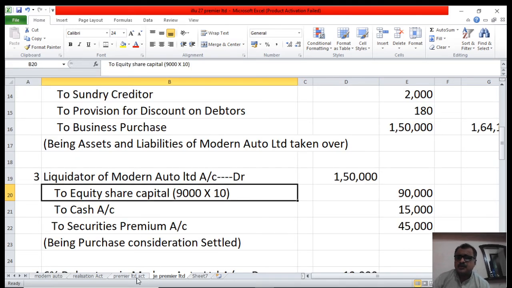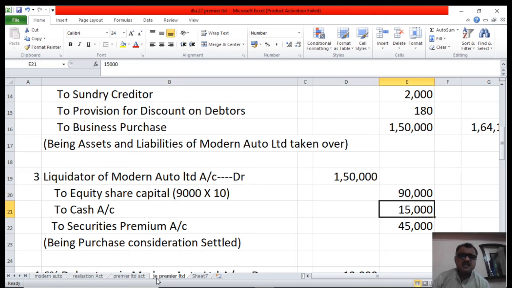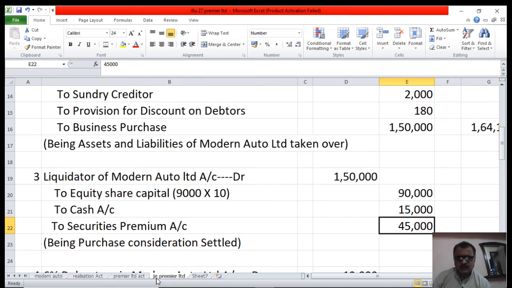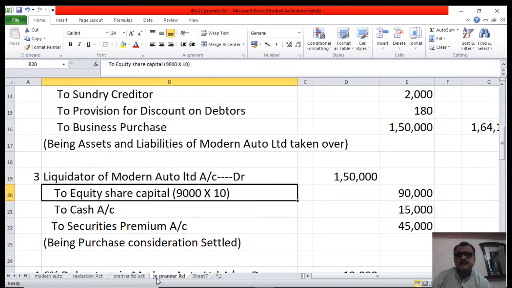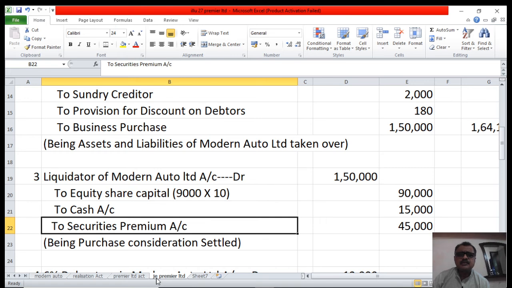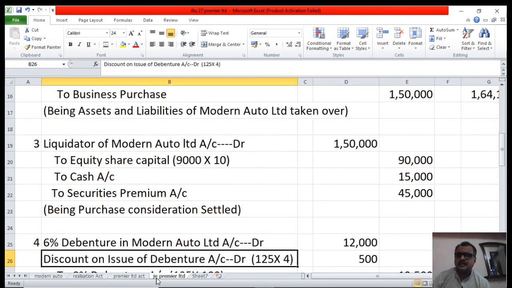Then some amount is also given in cash. The cash is 15,000, so to cash 15,000. And the remaining is the premium, that is to securities premium, the balancing figure. If you see, of the 15 rupees on 9,000 shares, 10 rupees is the capital and 5 rupees was the premium. So 9,000 into 5, 45,000. Narration: being purchase consideration settled.